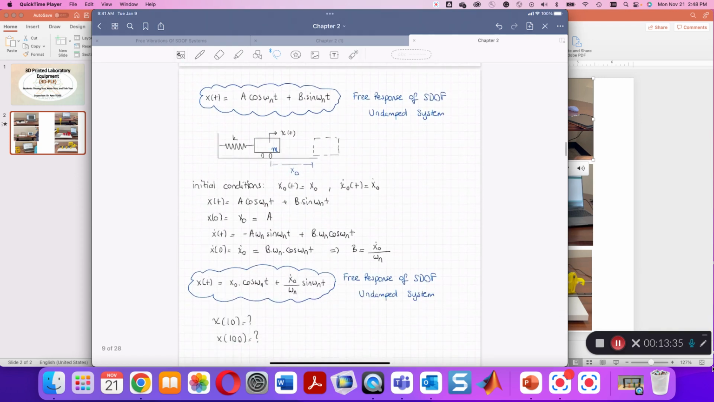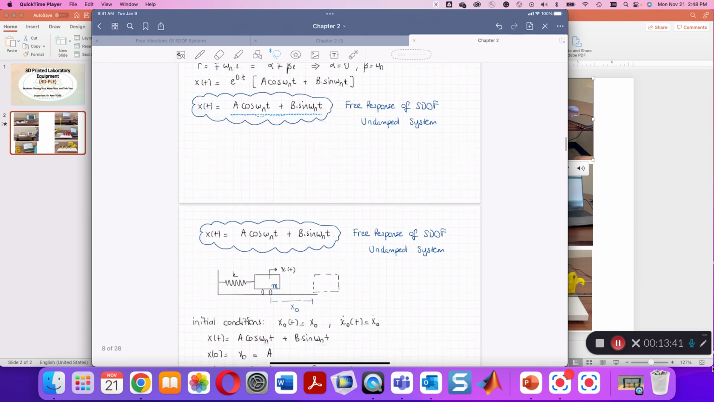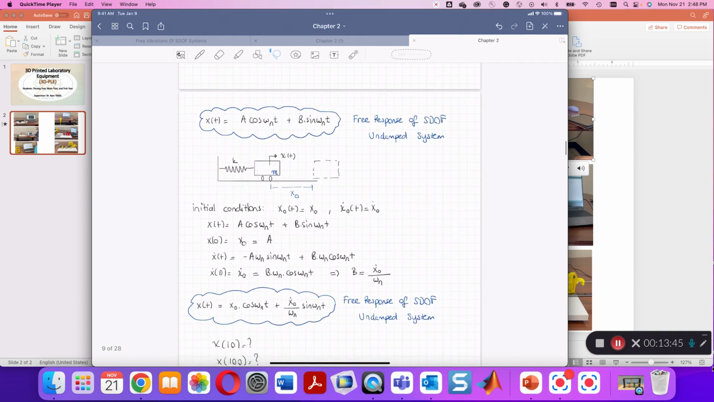This is the general solution. We don't know the initial displacement. There are no initial values provided to us. So this equation will be just the free response of a single degree of freedom undamped system in its general case. But then let's say you know some initial conditions.